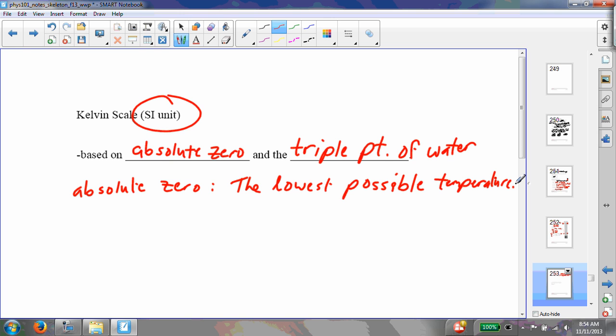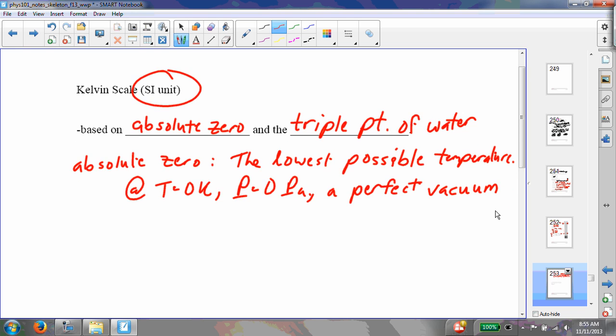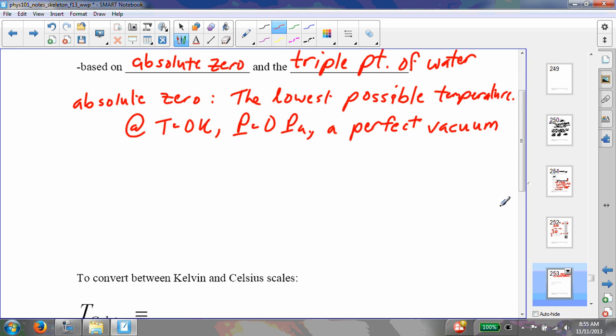And at absolute zero, this absolute zero of 0 Kelvin, the pressure is equal to 0 pascals, which is a perfect vacuum. There's nothing there. And nothing is moving. So the vibrations of subatomic particles will cause a temperature greater than 0 Kelvin. So it's really a theoretical temperature.